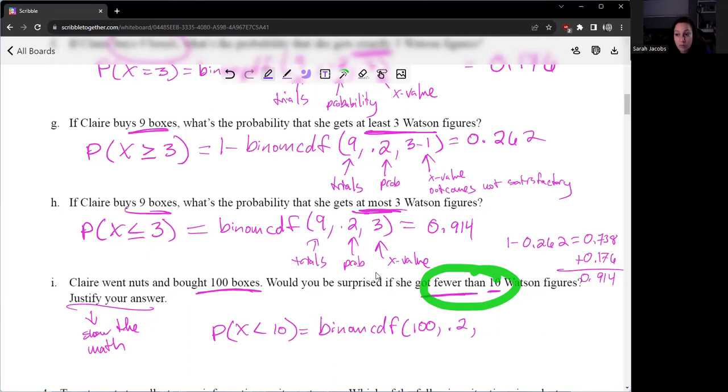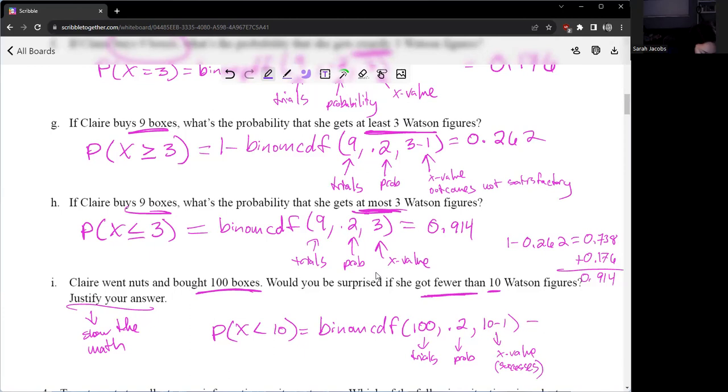So we don't want to include, hi Kat, we don't want to include 10. So we're going to look for 1 less than 10, or 9. So again, this is our trials, this is our probability, and this is our X value, or the number of successes.